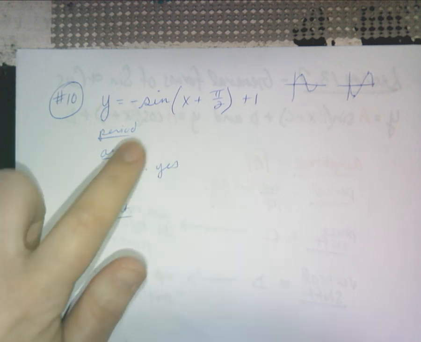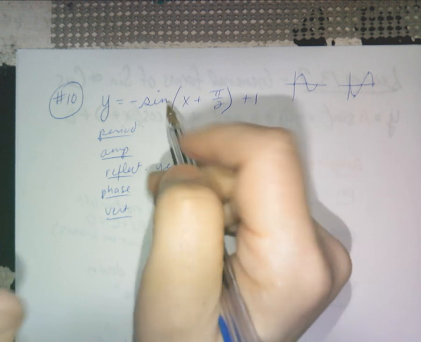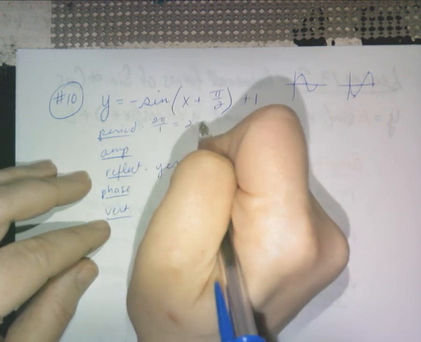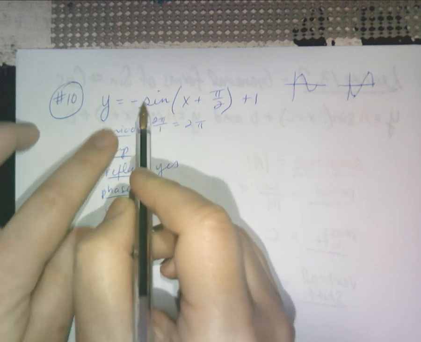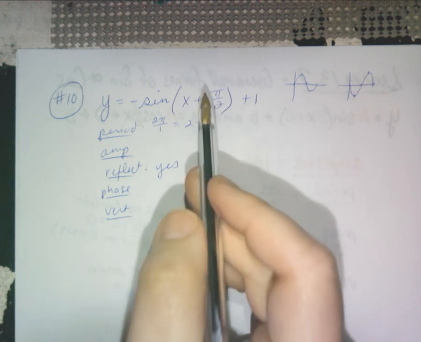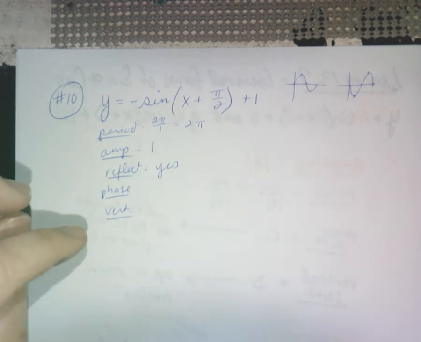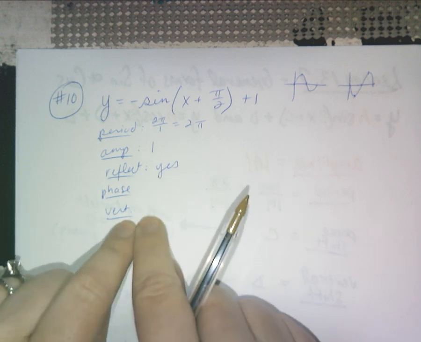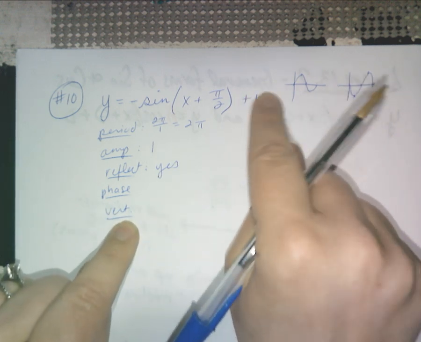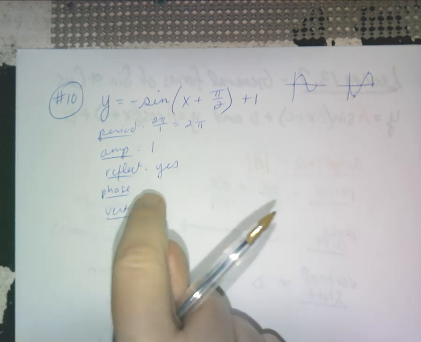All right, my period is 2 pi over b. What is your b? 1. So 2 pi over 1 is just 2 pi, 360. Amplitude, what's the number in front of sine? -1, but you take the absolute value of it, so it's just an amplitude of 1. And then vertical shift, what's this number outside right here? That's your vertical shift. It's also 1. But let me talk about this phase shift real quick.